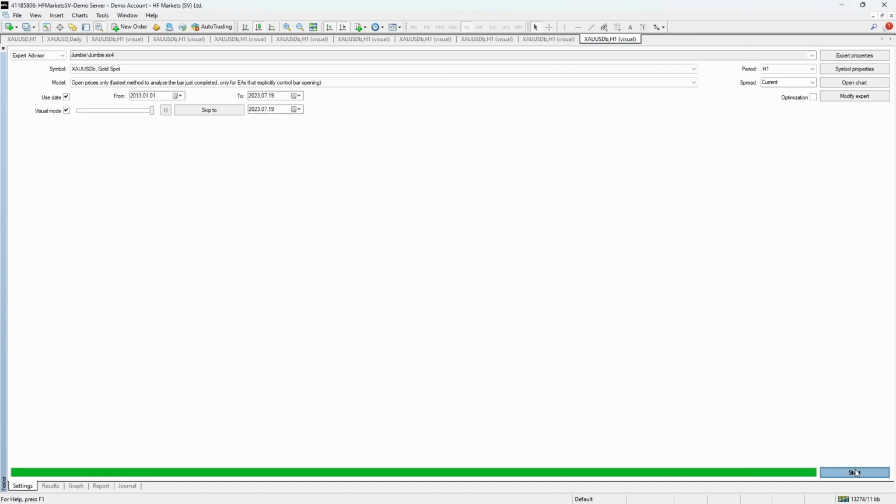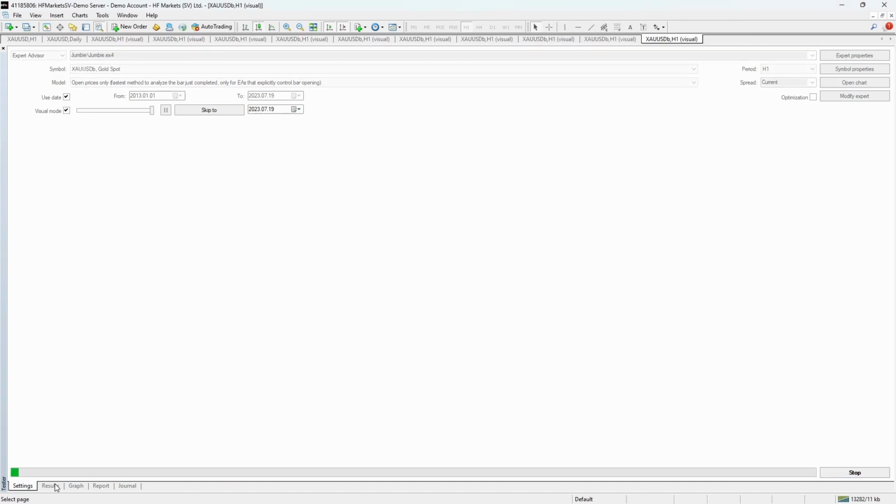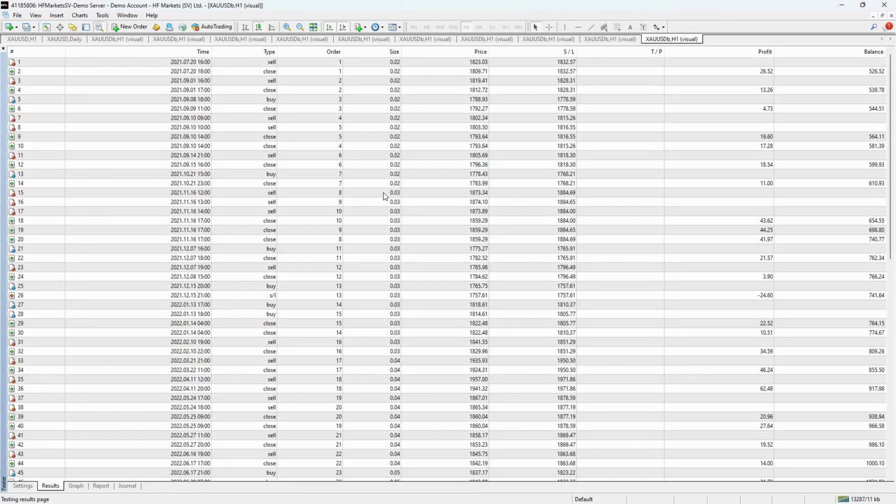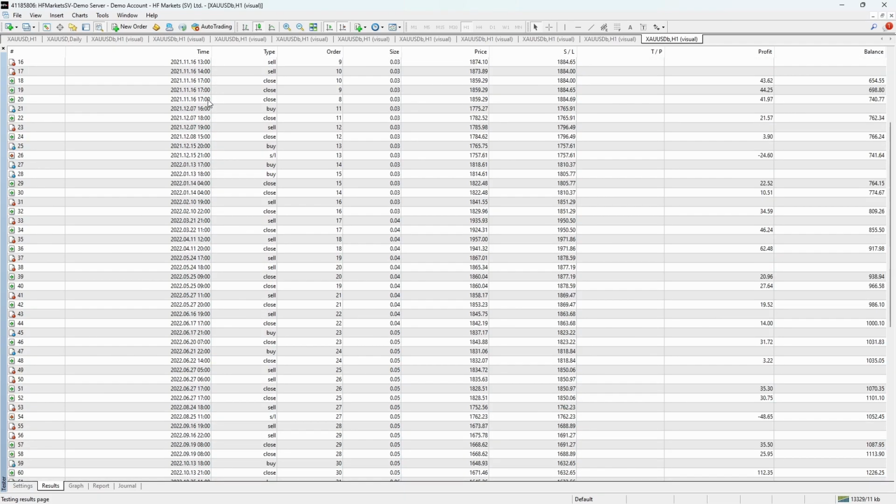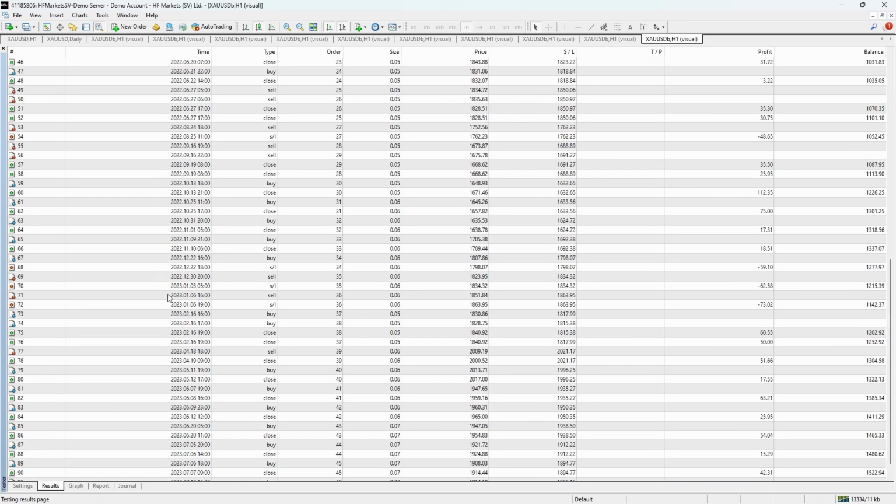So if we run the backtest really quick, we'll take a look at the results. This robot isn't designed to trade every single day. Sometimes it may only take a couple trades a month, and there may be months that it may not trade at all based on the market conditions. So you can see here we started on the 20th of July in 2021, and it goes all the way to the 10th of July 2023.